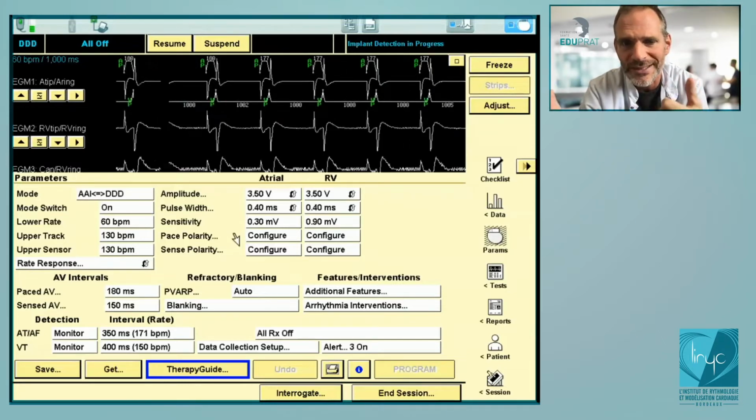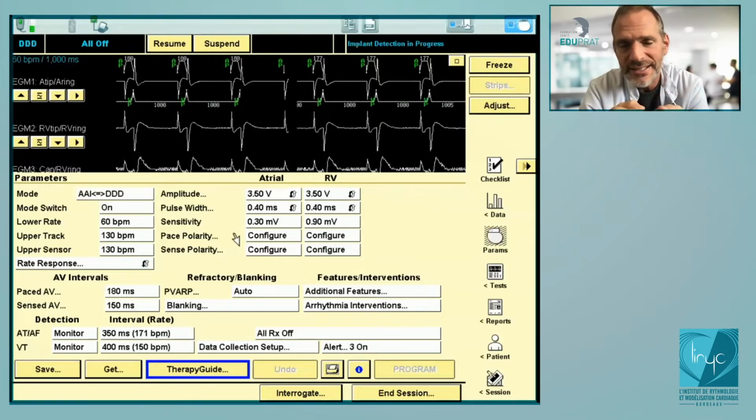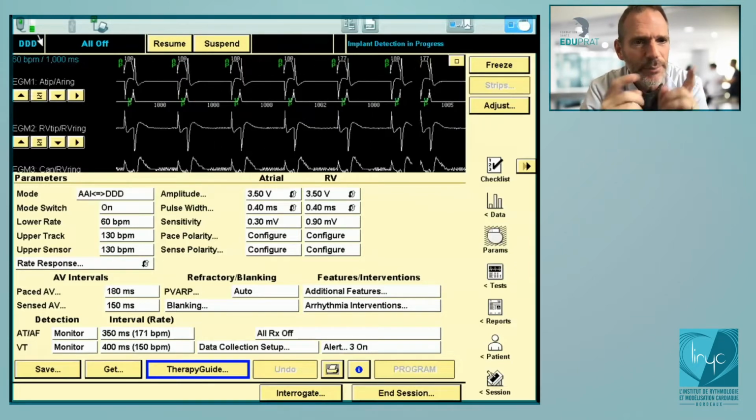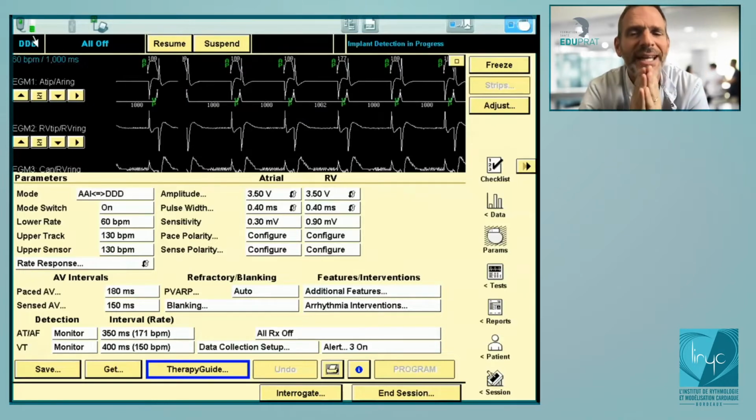Do not be surprised if you connect the leads and it does not work in AAI DDD, but in DDD for 30 minutes. Okay. Any question about that?